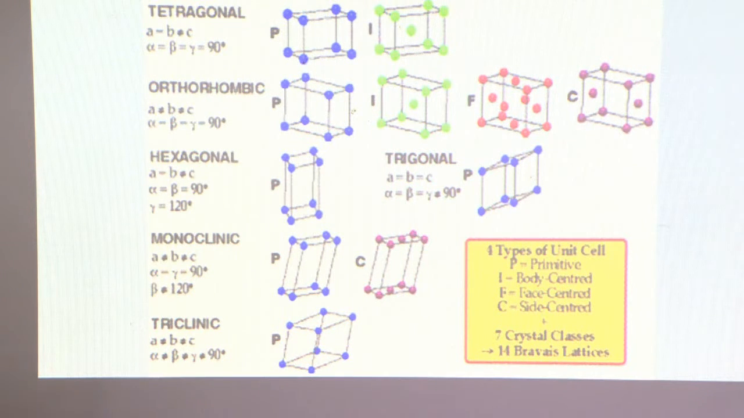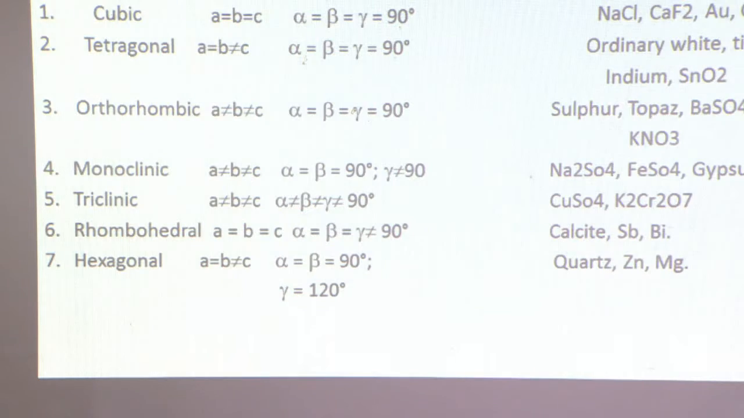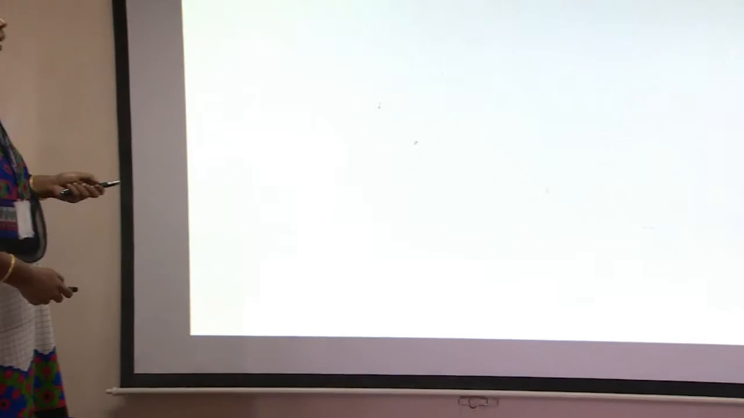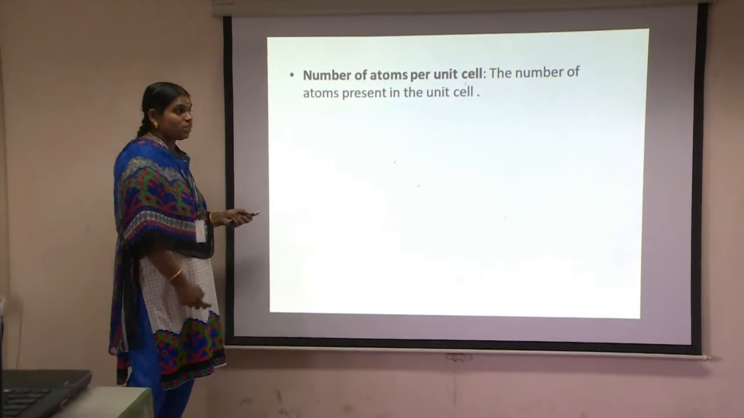So by seeing these parameters, we will be able to ascertain what type of crystal structure it has. This is a very important quantity as far as crystal orientation is concerned. Now we are going to see about the different crystal structures.